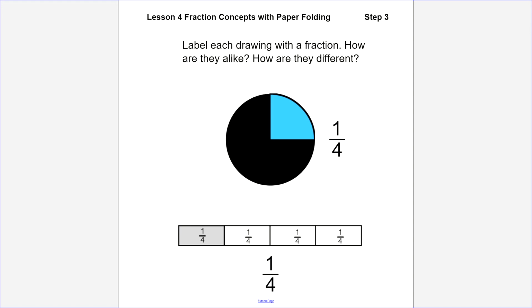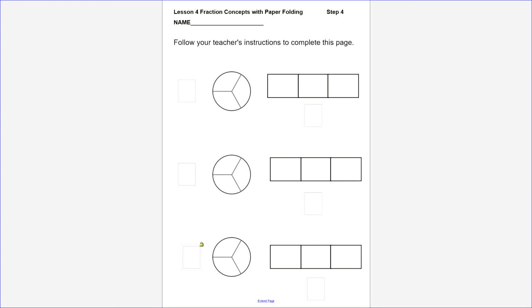I noticed that they're different though because in this top fraction the unit is a circle, but in this bottom fraction, the unit is a rectangular paper strip. Even though the units look different, they're both representing the same fraction.